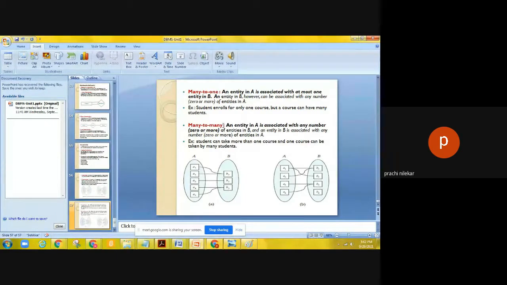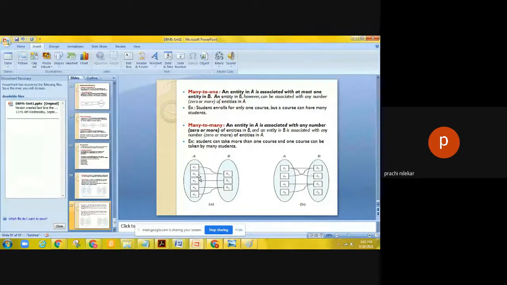Look at the diagram, A and B. Students enroll for one course, but a course can have many students. N number of students can enroll for one course, and one course can have many students. This is many to one.